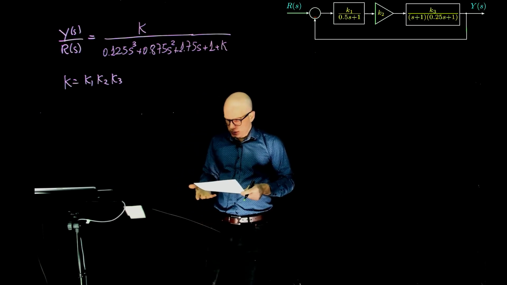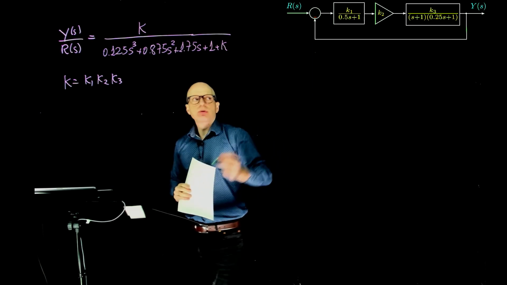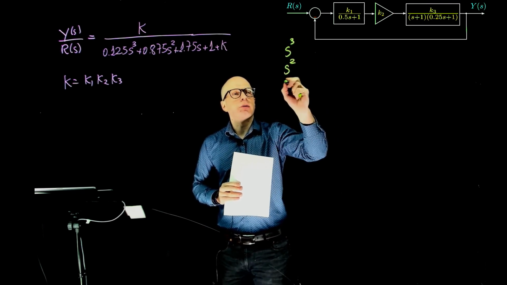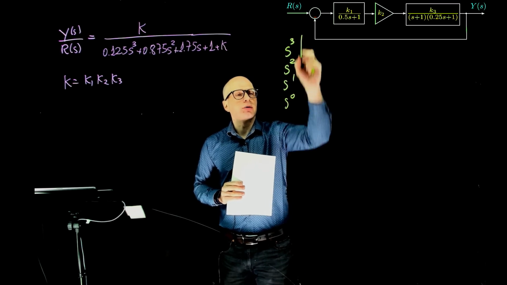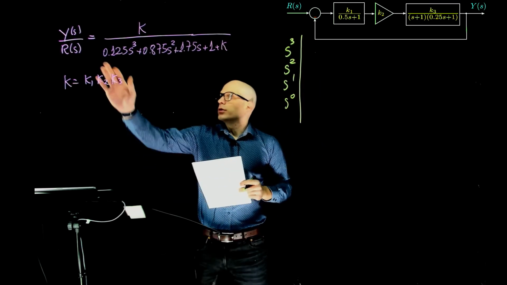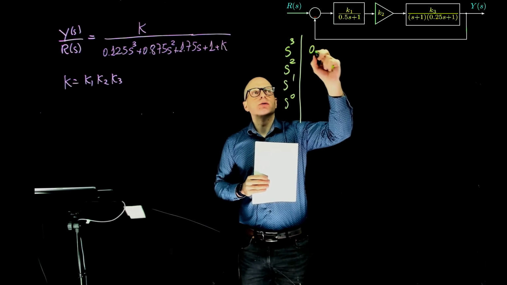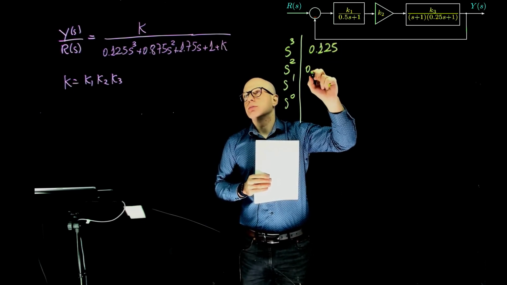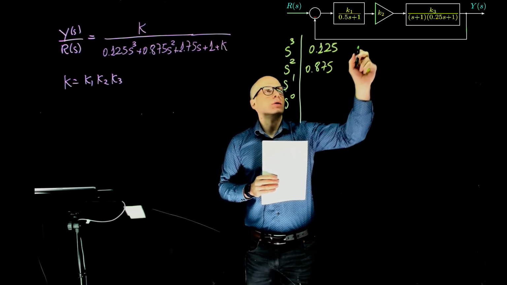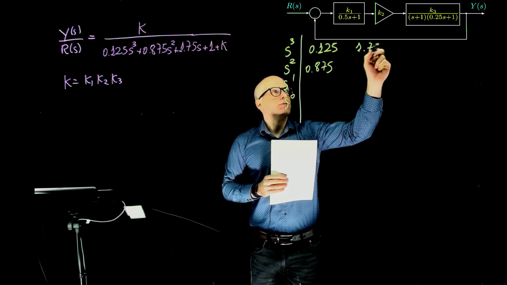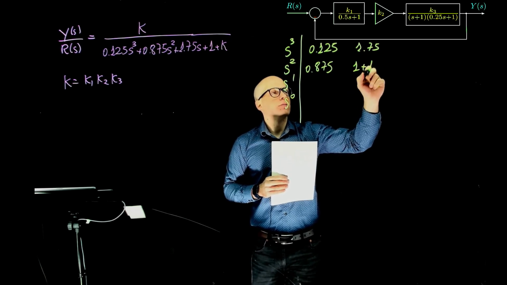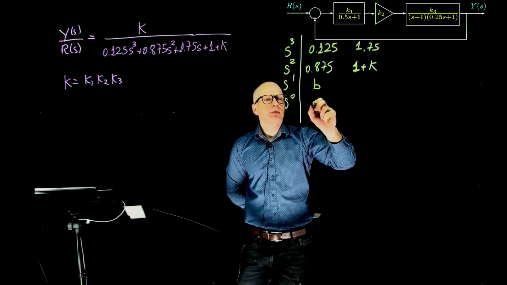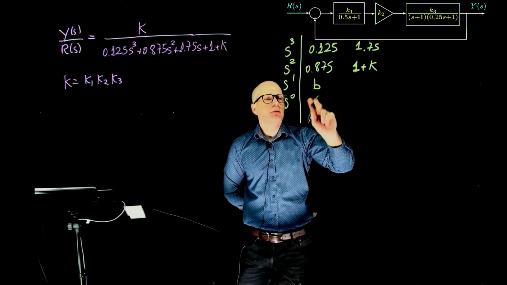So you have our characteristic equation here. Now let's do the Routh-Hurwitz array, s to the power of 3 all the way to s to the power of 0. Now I can look at the coefficients there, 0.125, 0.875, 1.75, and 1 plus K. Let's call this element B. And let's call this element here, this is one we calculate later.